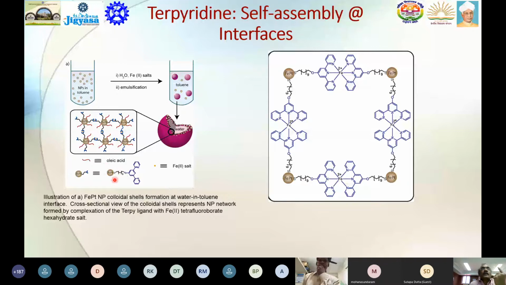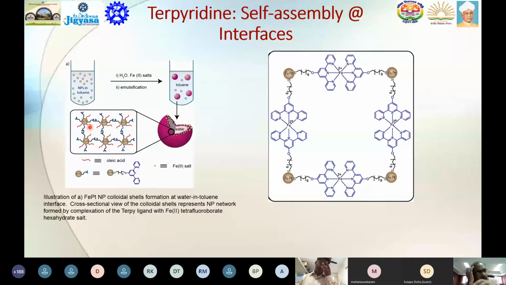We have drawn it as if only one terpyridine is attached to one nanoparticle, but in reality there may be a lot of terpyridine surrounding the nanoparticle. Let's say on average 20 to 50, depending on the size of the nanoparticle, you will have 20 to 50 terpyridine units attached to one nanoparticle. That is why, if you have too many of them, these are the lines that indicate that.